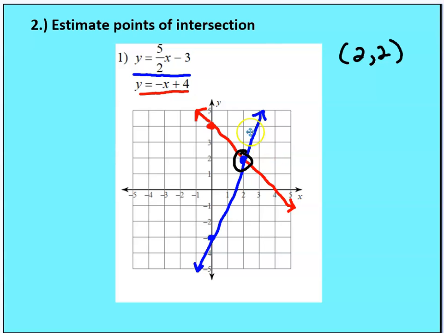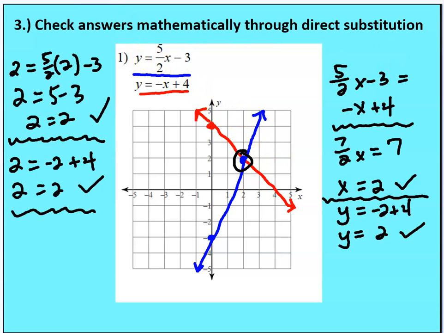So I've drawn the graph. I've estimated the point of intersection. And then I'm going to check the answer mathematically through substitution. I'm going to take that value, (2, 2), and substitute it back into the first equation. So y = 5/2 x - 3. (2, 2) is the solution, so I'm substituting that back in, and I end up with 2 equals 2. So that's the result that you want.